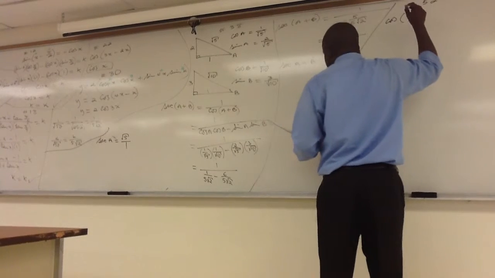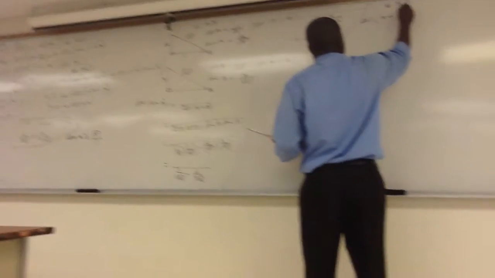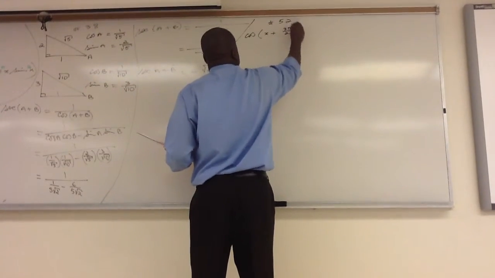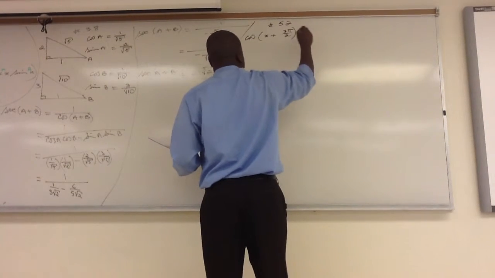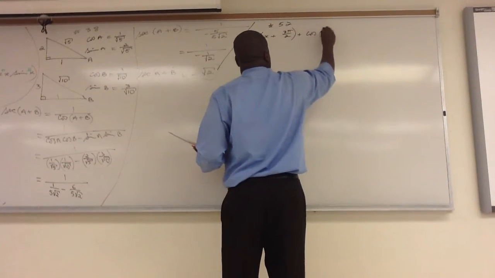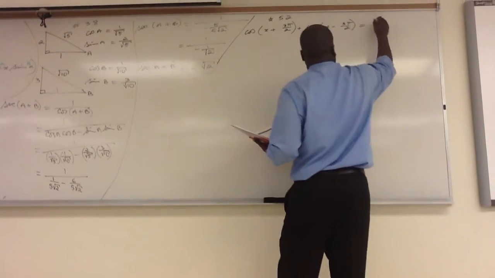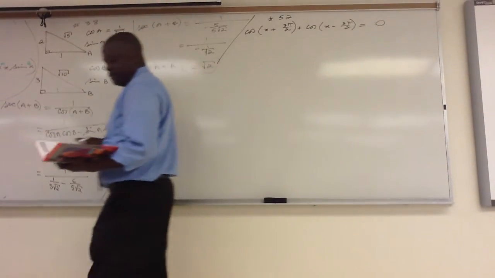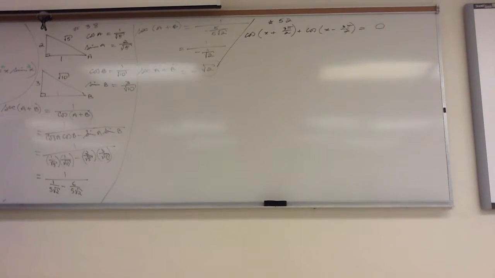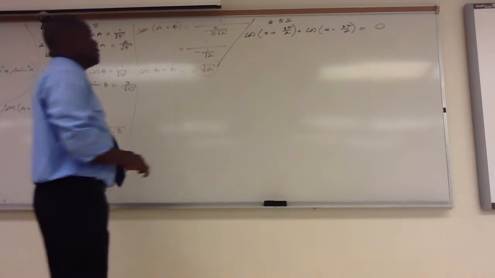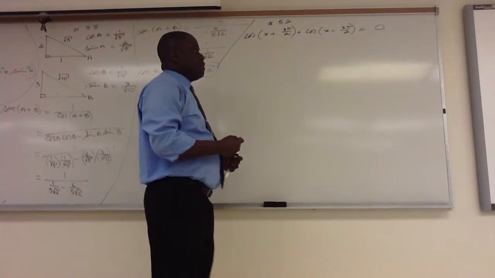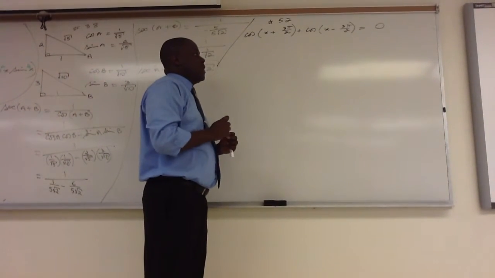Cosine of x plus 3 pi over 2 plus cosine of x minus 3 pi over 2. The goal is to prove that this is 0. But of course, obviously, the only side to work with is the left. You have a combination of formulas 13 and 14 to apply.